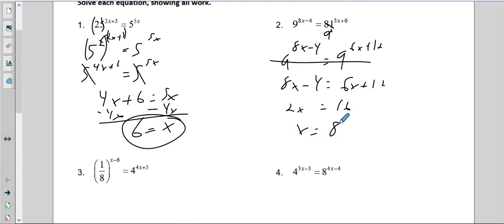Now, real quickly, there is another way to do this. You could have rewritten it as base of 3. But that's just more work because here you have to distribute this 2 to the 8x minus 4 and the 4 to here. And doing it this way is just less work. But they'll both get you to the same answer.